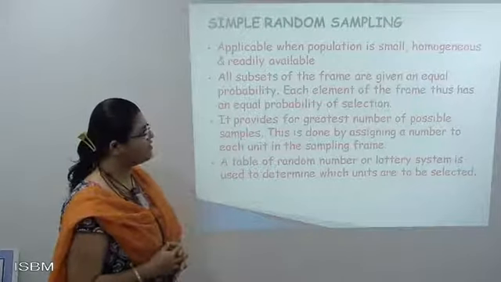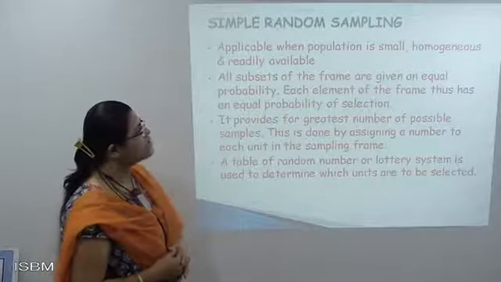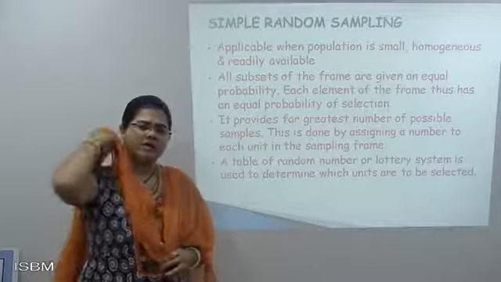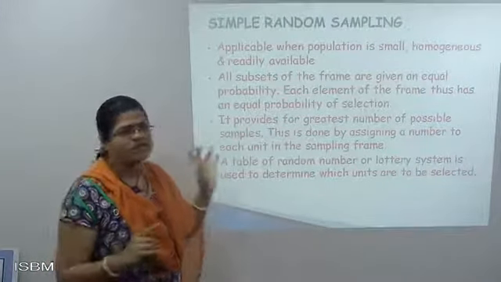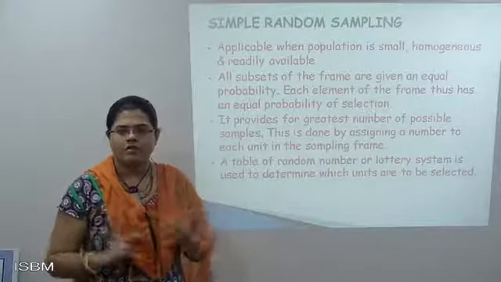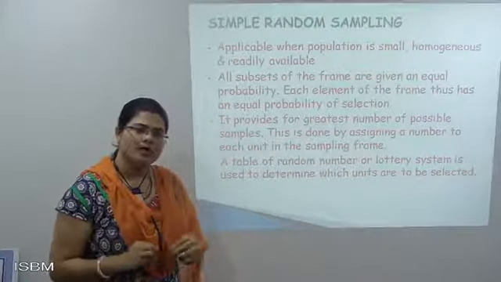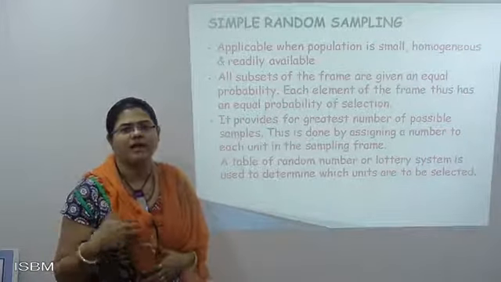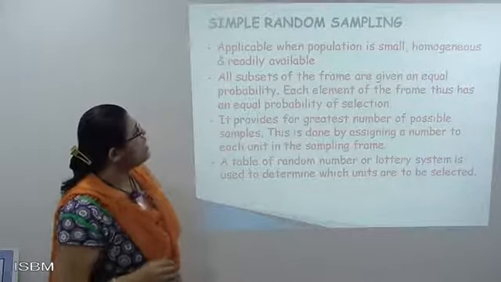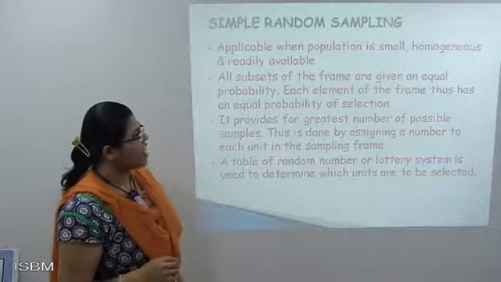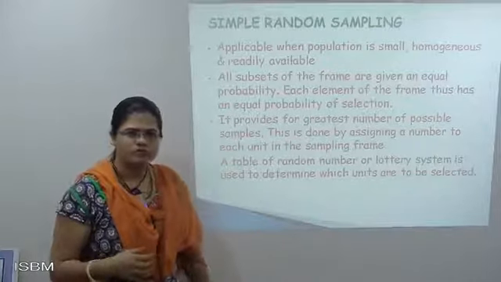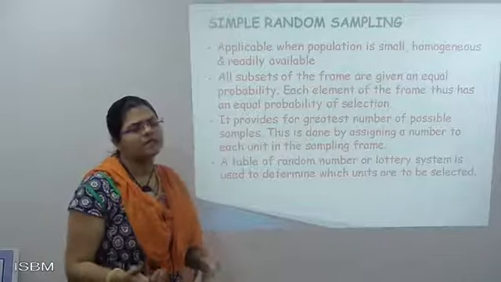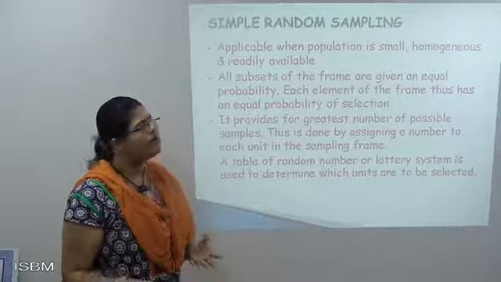Now, whenever you are having the project, the application is when the population is small, homogeneous, and readily available, where you don't have a large population. What is simple random sampling? It is small and homogeneous, a very small group where you can get the information easily and readily. Next, all subsets of the frame are given an equal probability within this small population, where each and every person is given equal importance.